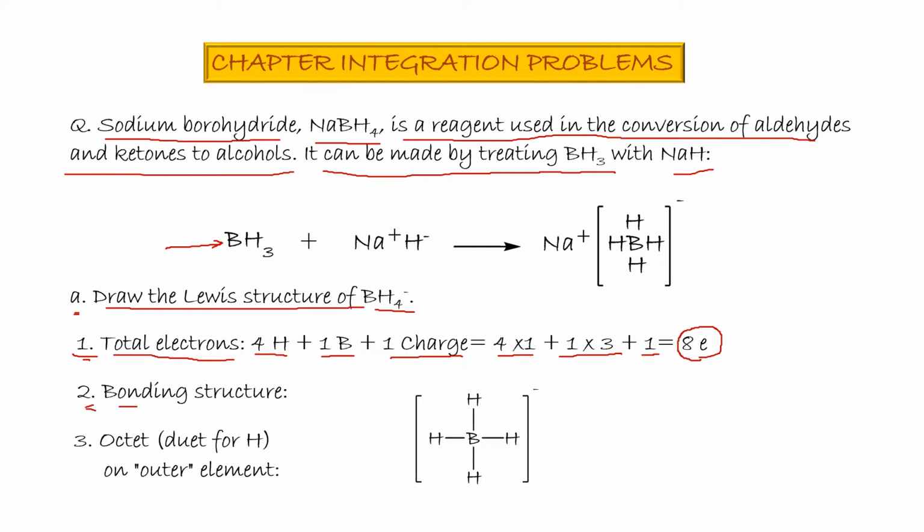Number 2, bonding structure. Boron in the middle and 4 hydrogens around. Check on the octet, or duet for hydrogen on the outer elements. Hydrogen 2, 2, 2, 2, and the boron 8 with negative charge. So we have 8 electrons here and we have 8 electrons total. That's fine.